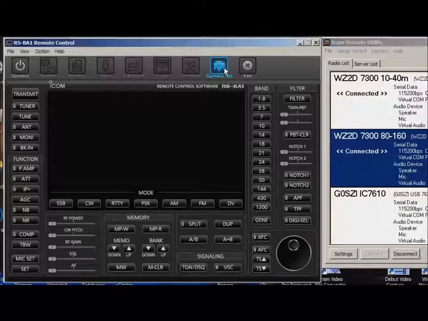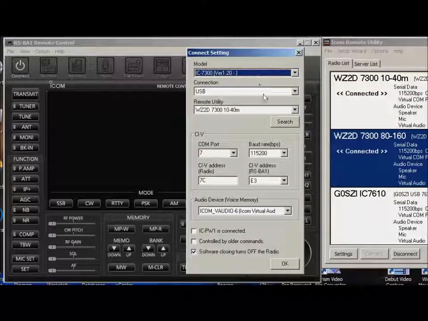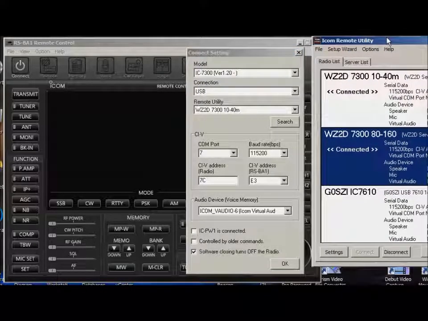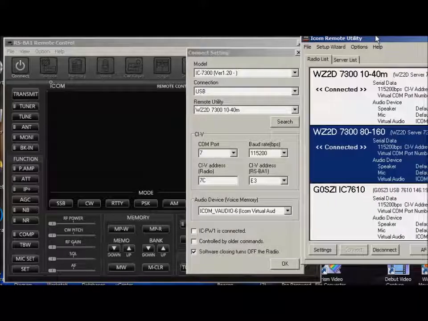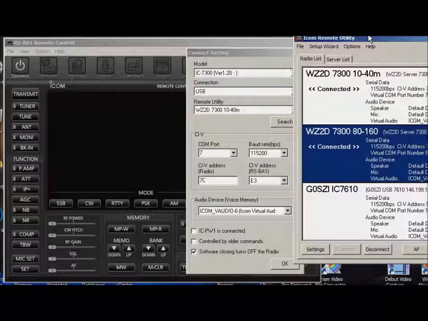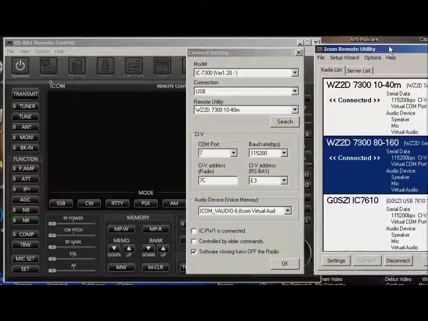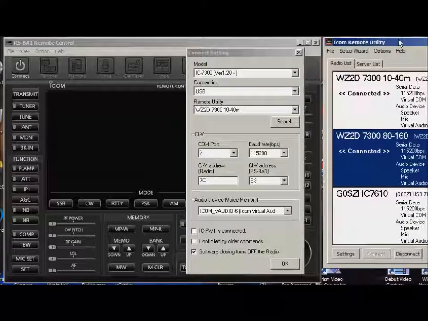And now let's connect to one of them. So I bring this up, and let me connect to this one, which is this 10 through 40. And you notice the 115K baud. And there's a few other things which you have to line up. The COM port, 7 if you notice here. CIV address, 7C. That kind of stuff. So we're ready to connect.